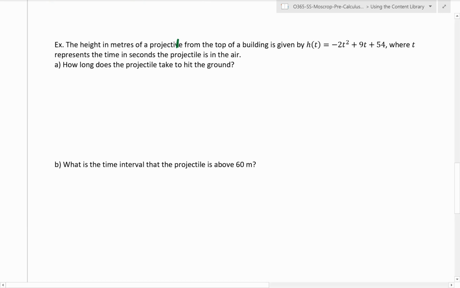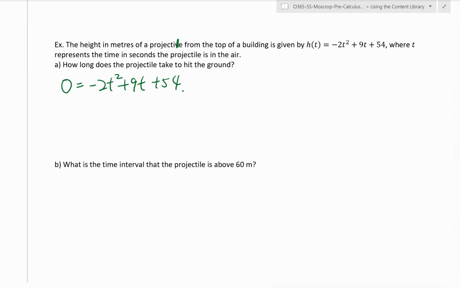So hopefully this one is not too difficult for you. This is not actually in this lesson. This one we are actually looking at an equation, right? Because we want the height to be 0. So part A, 0 is equal to negative 2t squared plus 9t plus 54. Okay, and now you need to solve for t.